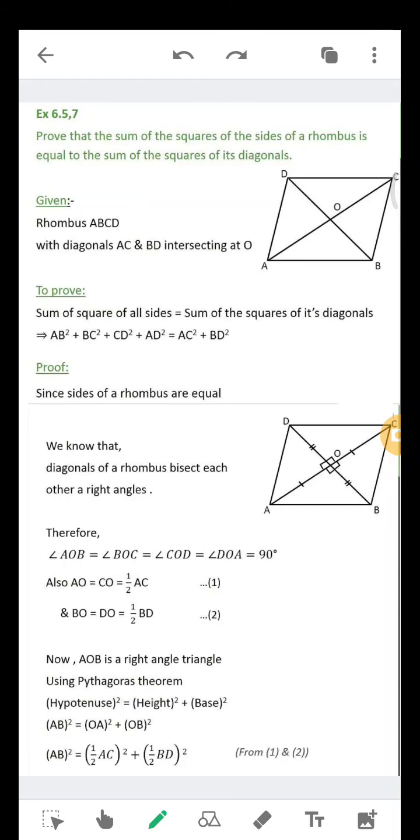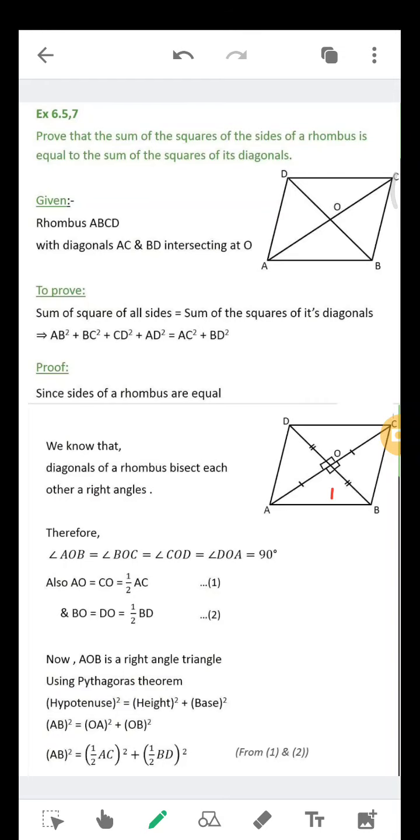Now I'll take one right angle triangle from these four. There are 4 right angle triangles here, 1, 2, 3 and 4. There are 2 methods of proving this theorem. I'll show you the easiest one. So out of these 4 I'll take any one triangle. I'm taking triangle AOB, the first triangle.